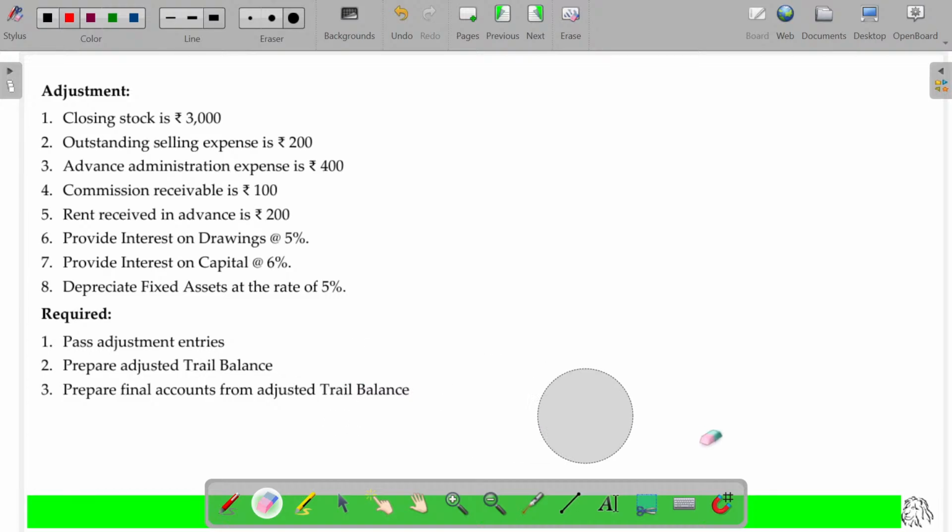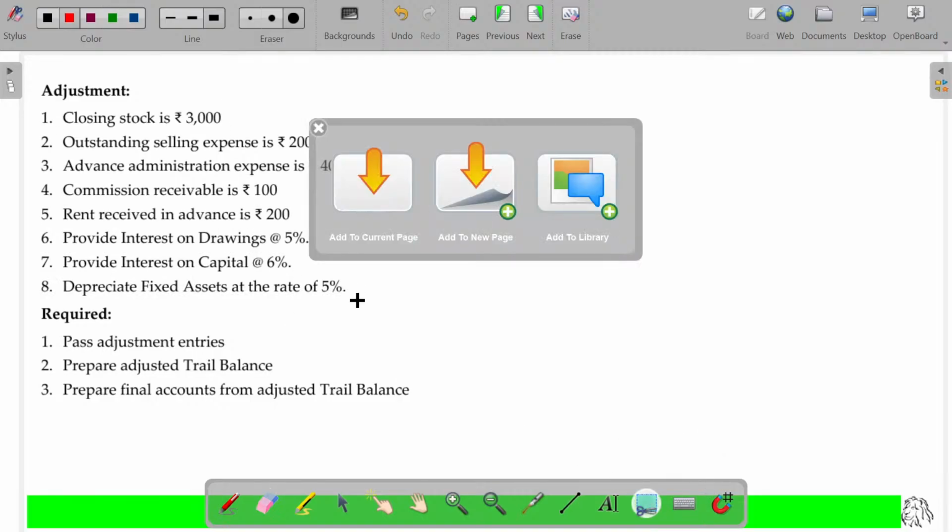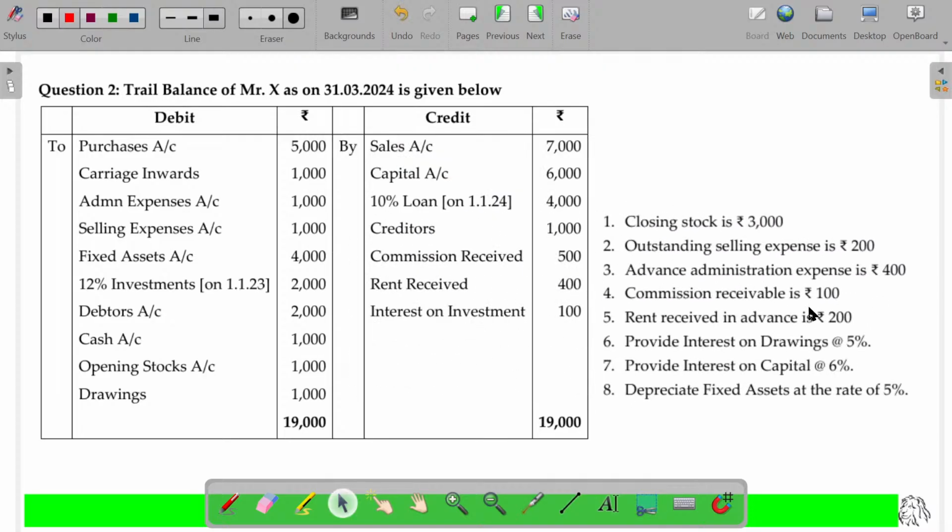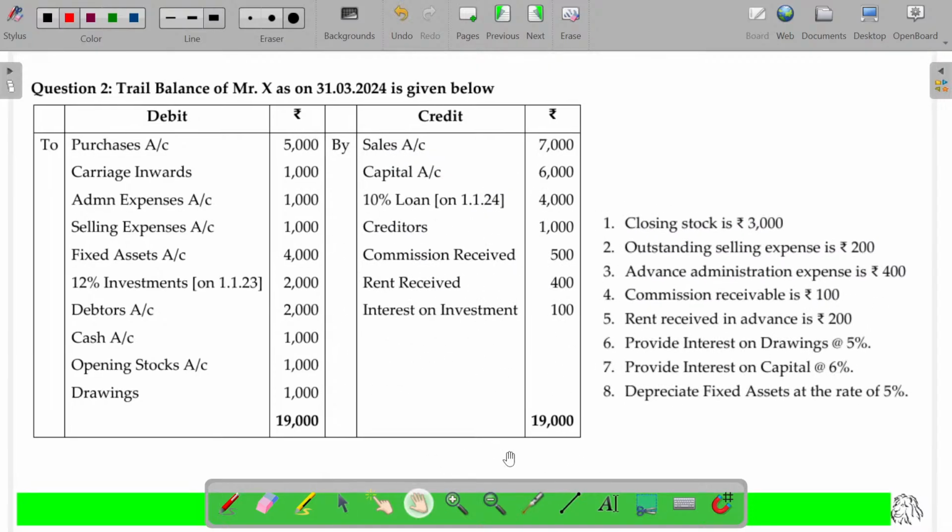Usual simple model we will follow. Practically in our examination we follow that one only. But you have to understand the complete logic so that the requirements, pass adjustment entries, prepare adjusted trial balance and prepare the final accounts from the adjusted trial balance, can be done in the next class. Okay. What's the simple point you have to keep in your memory here?